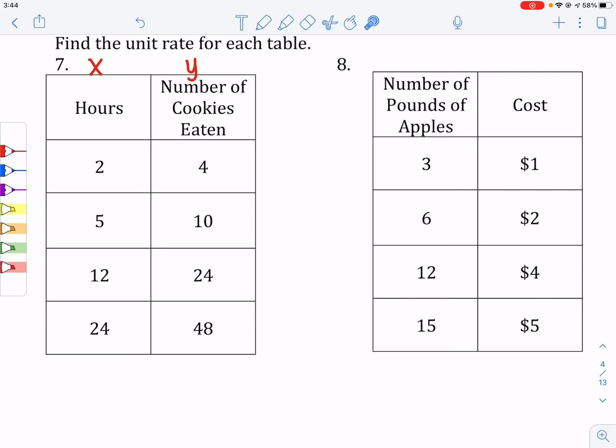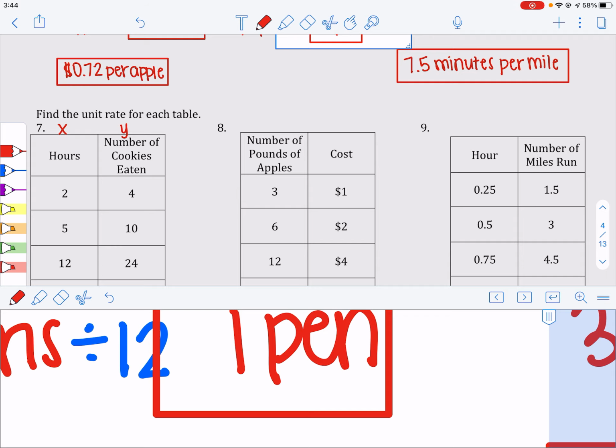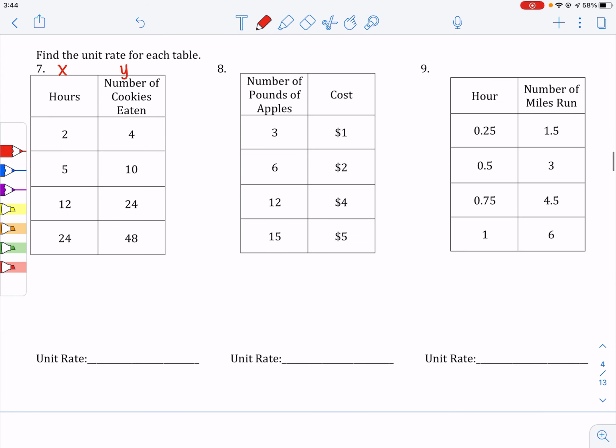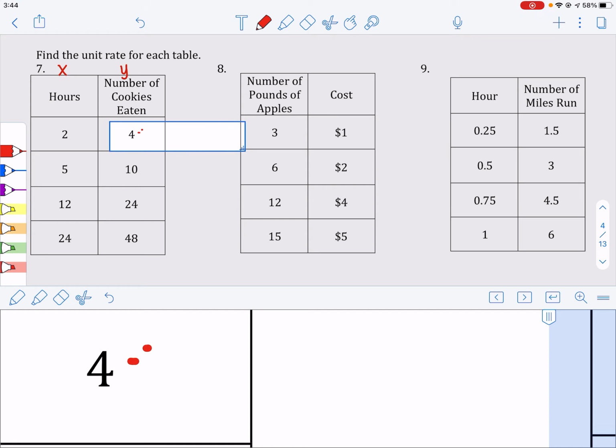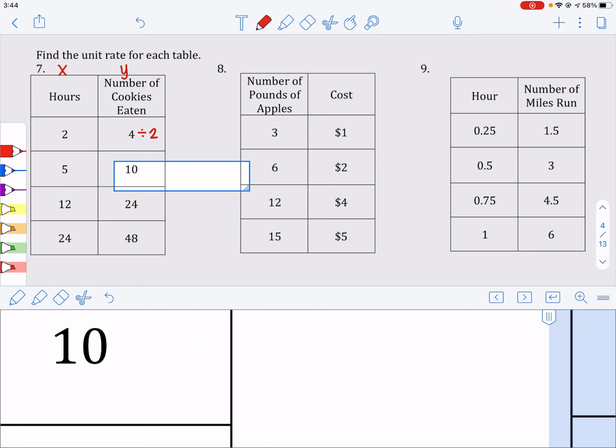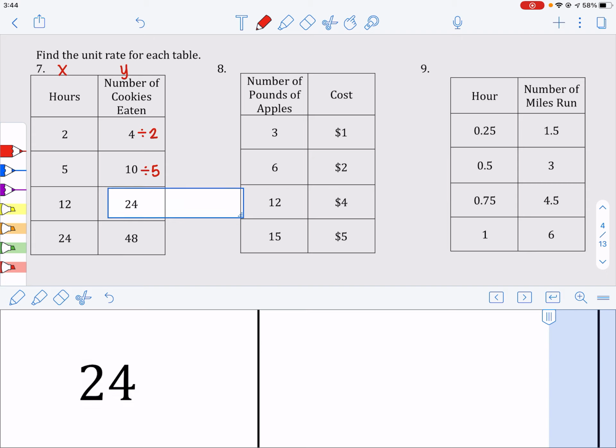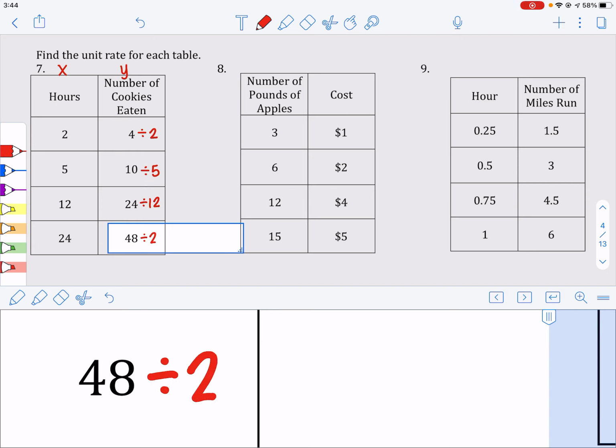Okay, so whenever I give you a table, you're always going to do the second number divided by the first number. So in this case, my second number, and you can choose any ordered pair you want to, or any data point they give you. I always just stick with the first one. So you can do 4 divided by 2. You could also do 10 divided by 5. You could do 24 divided by 12, or you could do 48 divided by 24.